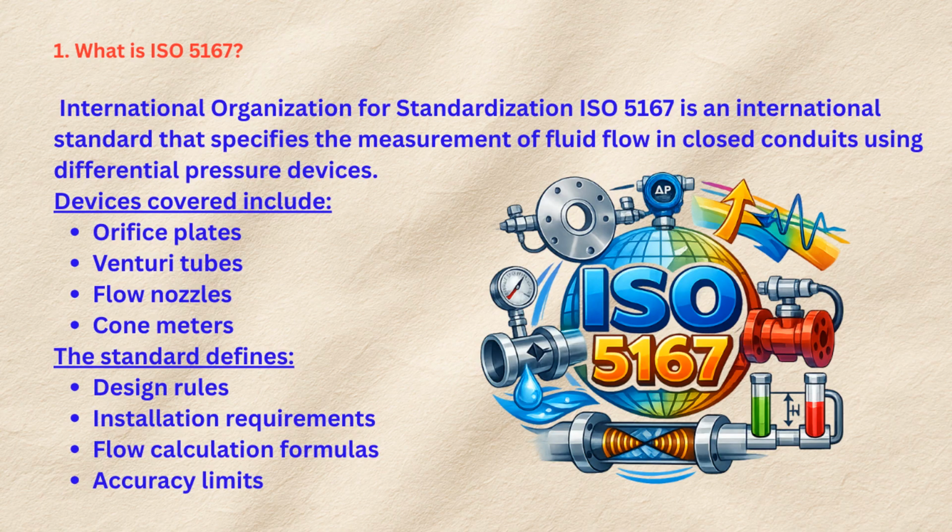What is ISO 5167? The International Organization for Standardization standard ISO 5167 is an international standard that specifies the measurement of fluid flow in closed conduits using differential pressure devices. Devices covered include orifice plates, venturi tubes, flow nozzles, cone meters. The standard defines design rules, installation requirements, flow calculation formulas, accuracy limits.